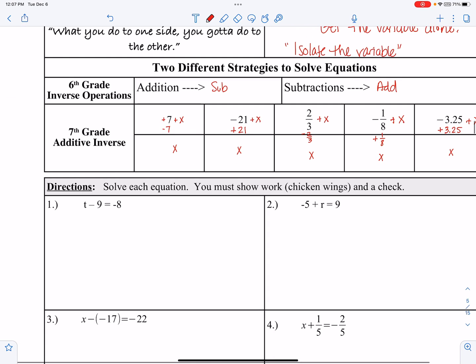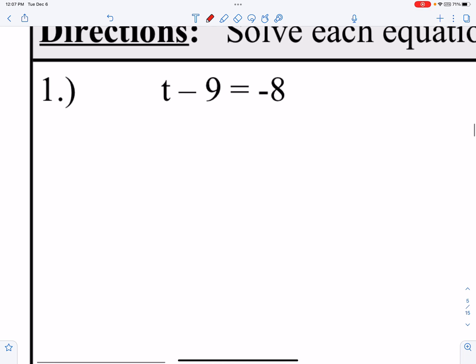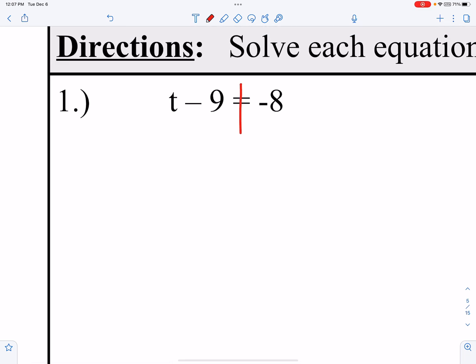So that's essentially what we're doing. So let's go ahead and jump into it. This is the process that you have to have, so make sure you imitate this exactly. You're going to draw a line down to separate the two sides. Always look for the variable and see what is with it.